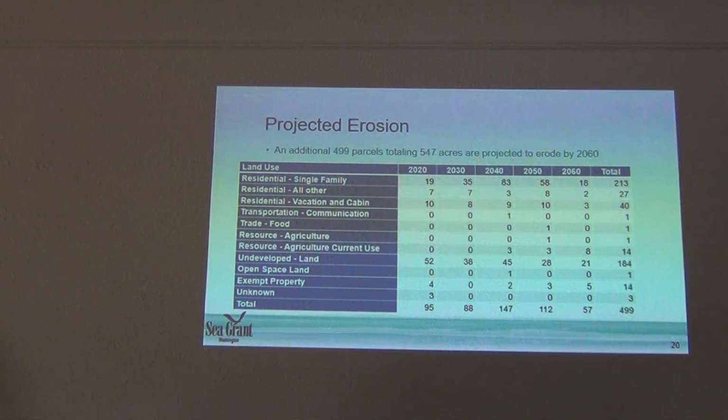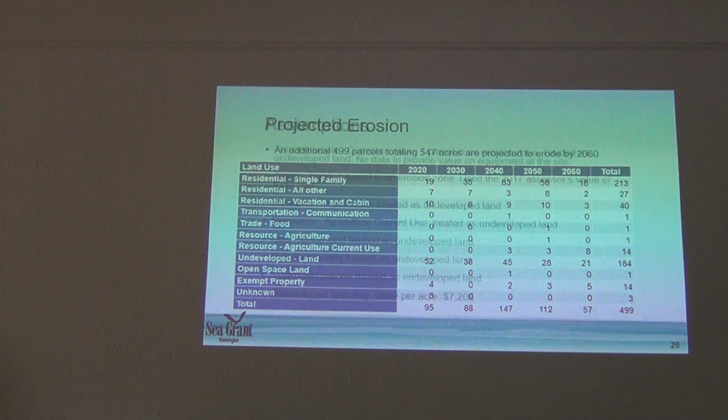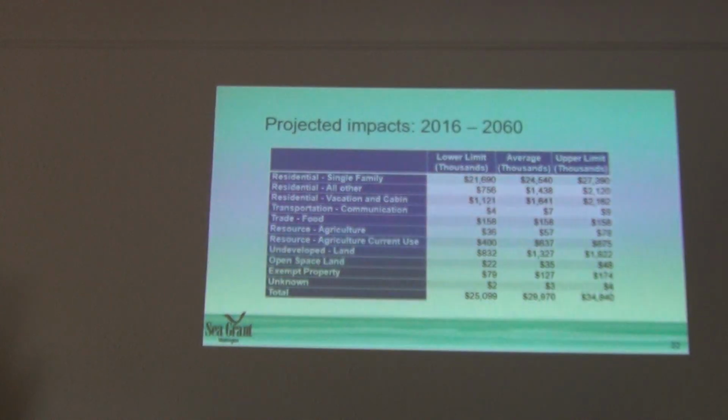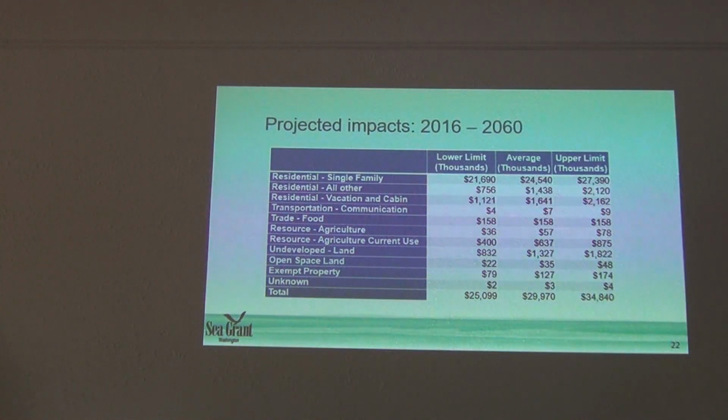Projected erosion is an additional 499 acres, 499 parcels on a total of 547 acres are projected to erode by 2060. Most of those, or a lot of those, are going to be single-family homes and undeveloped land. That's where the majority of those are. So what that means is that if we look at projected impacts, we're projected to lose about $25 million to almost $35 million. Right around $30 million is what we're projected to lose by 2060. Those are in today's dollars.